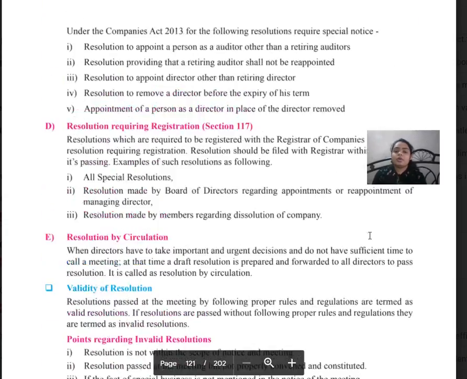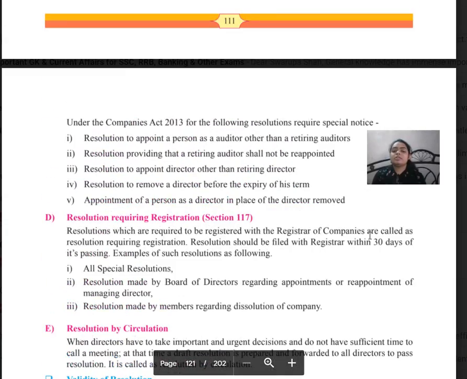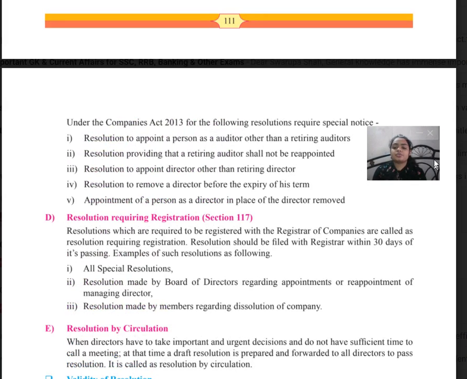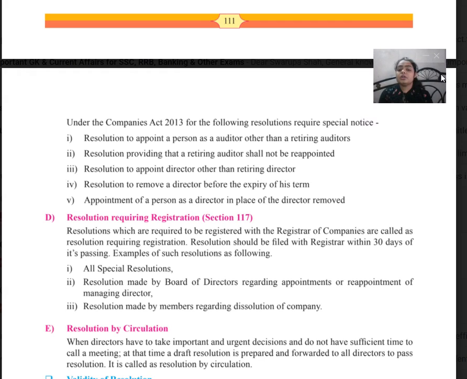So what do you mean by this? So these all things are to be considered when a director is appointed or when a director is to be taken into consideration. So these are the different types of resolutions which require a special notice to be given to the holders.